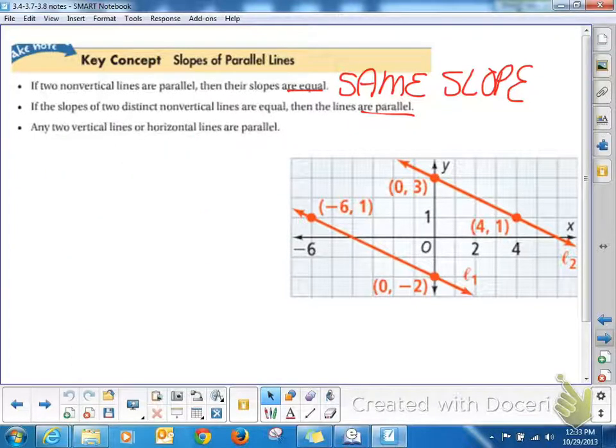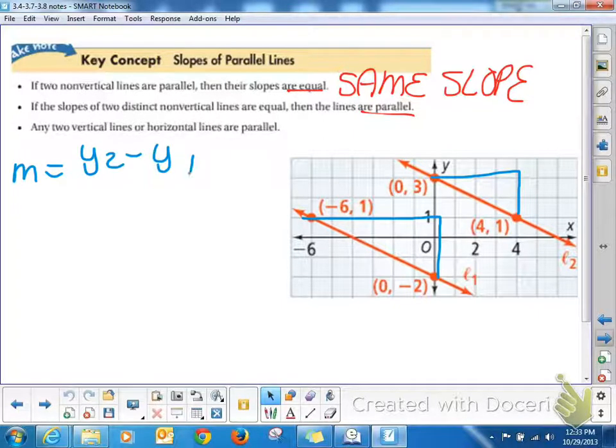So these two lines here in this coordinate plane, if I wanted to determine whether or not they are parallel lines, I could count the slope, the rise over the run, to see if it's the same, or I could calculate slope using the slope formula, where y2 minus y1 over x2 minus x1 would give me the slope.